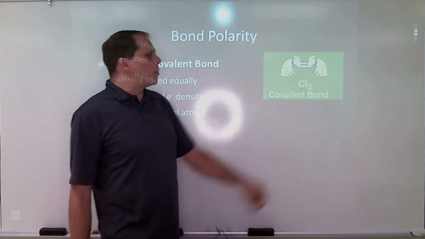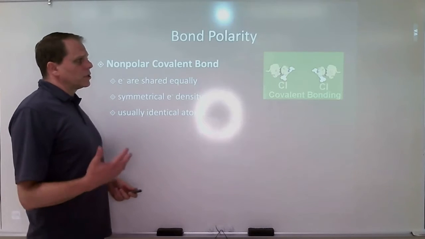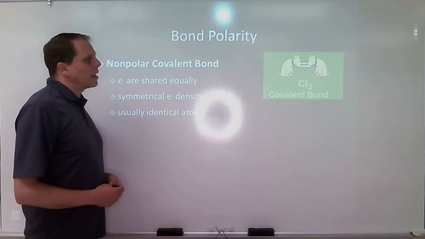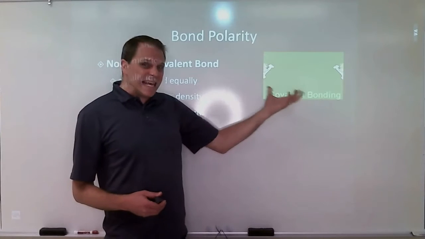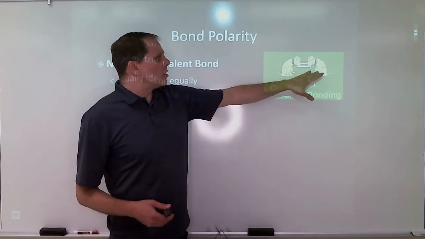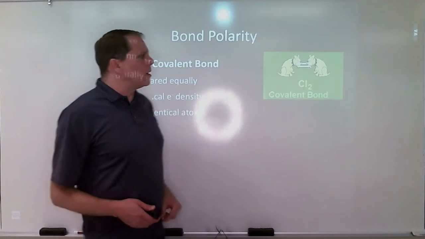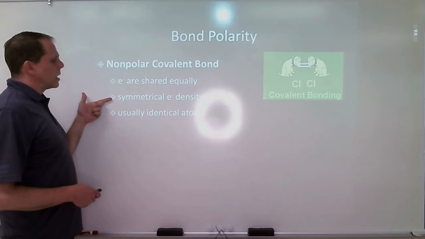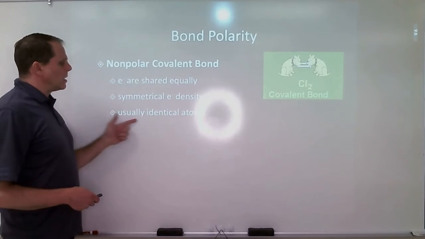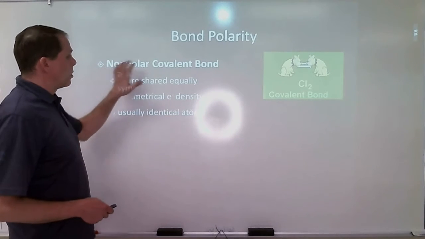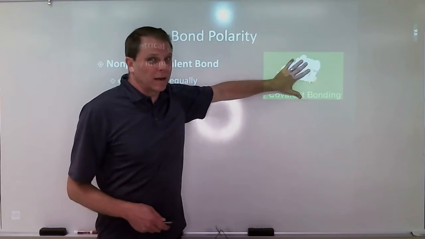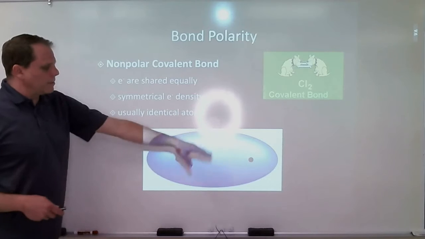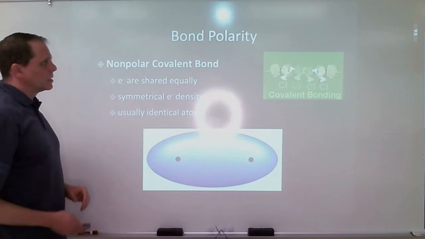Now, this is a good example of chlorine, where the effective nuclear charge of both of these is +7 with an equal electronegativity. And so these guys are sharing equally between each other. That's why they both have their mouths on about an equal amount of the bone, okay? So electrons are shared equally, symmetrical electron density, and they usually have identical atoms for this to happen. In order for a nonpolar covalent bond to happen, it's probably going to be identical atoms, just like these are identical dogs, okay? Now, this is the electron cloud once again, okay? Again, even sharing.